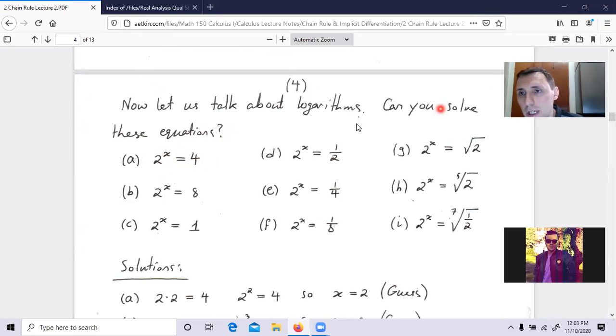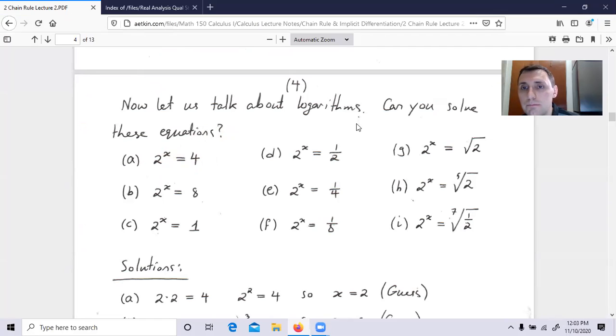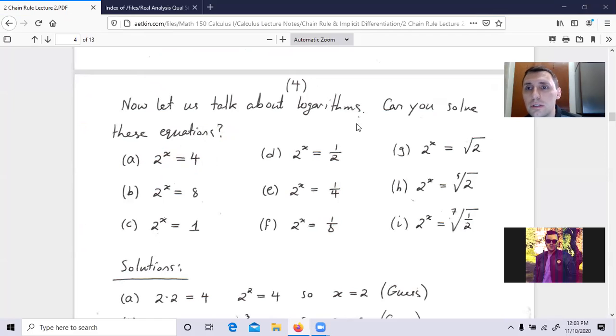Has anyone, by the way, tried to read the quantum physics book that I suggested? Anyone try to look through it? Not interested? Well, that's too bad.